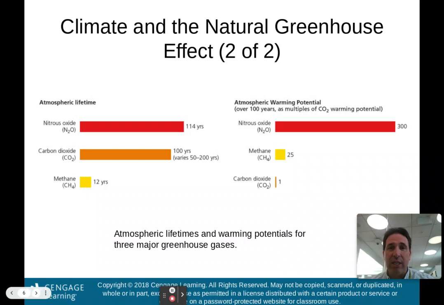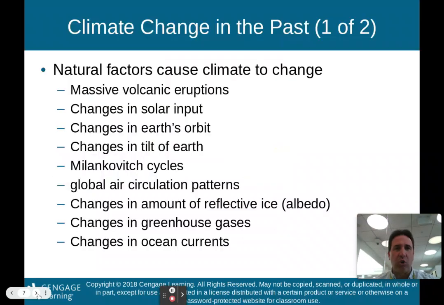So carbon dioxide, when it comes to warming potential, is actually the one that traps the least amount of heat, even though we hear about carbon dioxide the most. Methane traps 25 times more heat than carbon dioxide, with nitrous oxide trapping 300 times more heat. It's just we hear about carbon dioxide a lot because that's the one we're throwing in the most compared to the methane and the nitrous oxide. But actually, nitrous oxide has a much greater warming potential than carbon dioxide. So just understand this chart and what it's telling you: again, the atmospheric lifetime and warming potentials for our three major greenhouse gases.